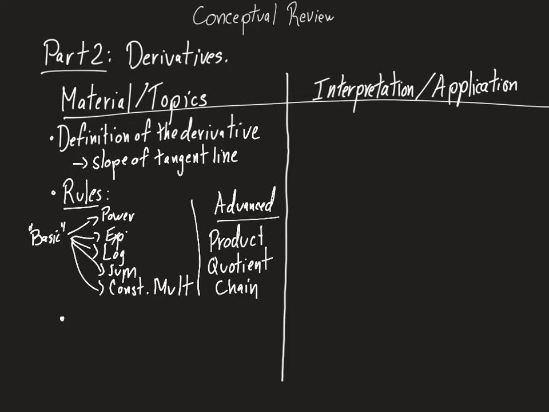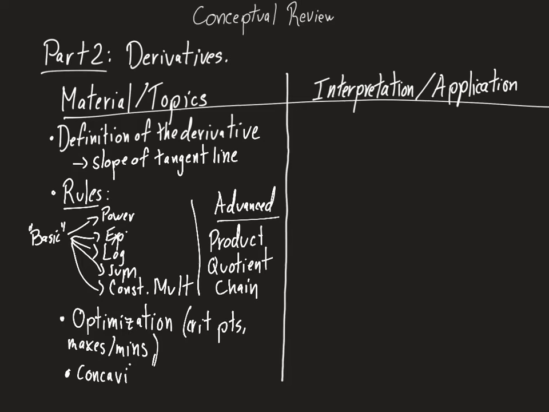And the last thing that we did for the last sort of major section of material from part 2 in derivatives was that we went into applications. So we saw optimization, which involved critical points, maxes, mins, and then we also went through things like concavity, etc.